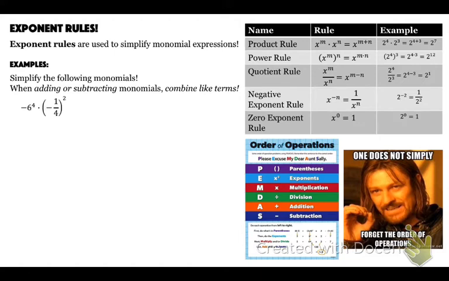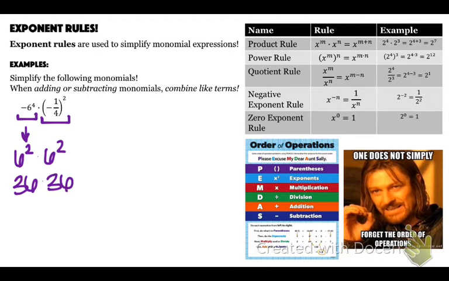Okay, so let's do this one. Negative 6 to the fourth times negative 1/4 squared. Let's deal with this separately. We have negative 6 to the fourth and we have negative 1/4 squared. Well, let's figure out what 6 to the fourth is. I know 6 to the fourth is the same as 6 squared times 6 squared. And I know what 6 squared is. That's 36, and this is 36.